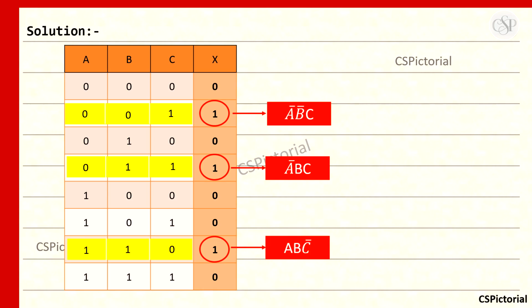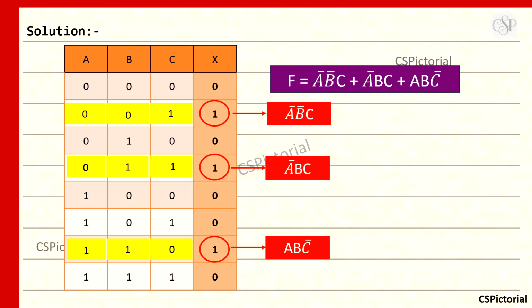Now, other min terms are similarly written as A bar B C and A B C bar. Finally, the SOP expression is derived by summing up all the min terms. We get the SOP expression as A bar B bar C plus A bar B C plus A B C bar.